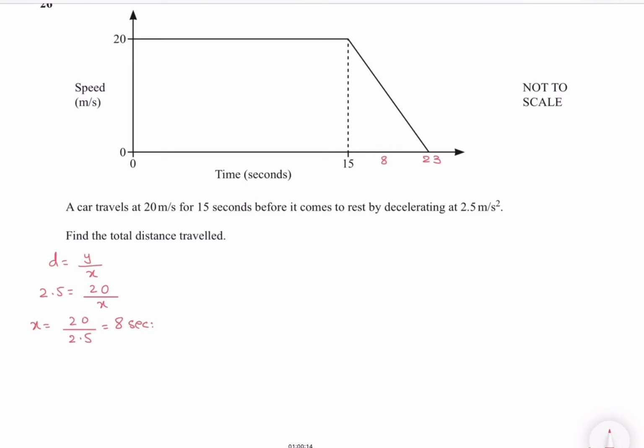Now area under the graph is always distance in a speed-time graph. So I am taking it as a trapezium. So 1 over 2 into height into sum of parallel sides. The height is always between the parallel lines, which is 20. And the sum of parallel sides is 23 plus 15. Now solve it. So your distance is 380 meters. So that is it.